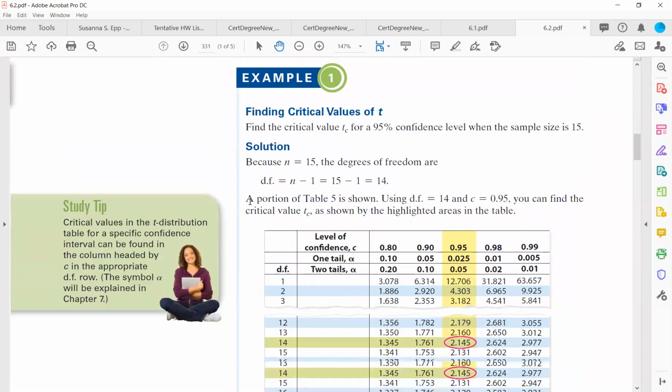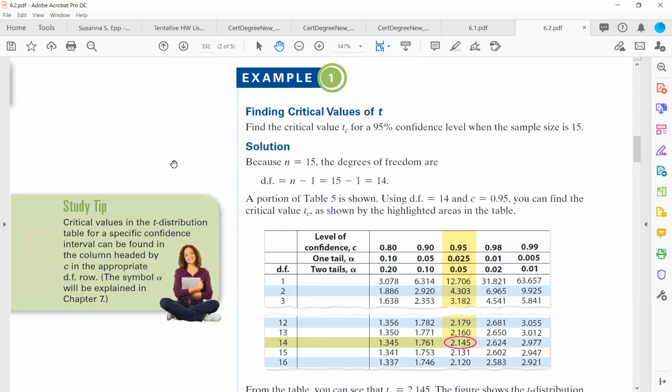Example 1. Find the critical value T sub C for a 95% confidence level when the sample size is 15. Sample size, or N, is given. It is 15. You know your confidence level is 95%. So you can form your degrees of freedom, n minus 1, or 14.